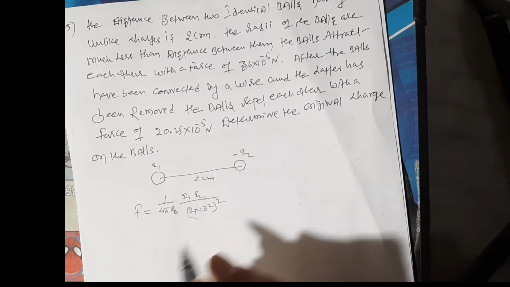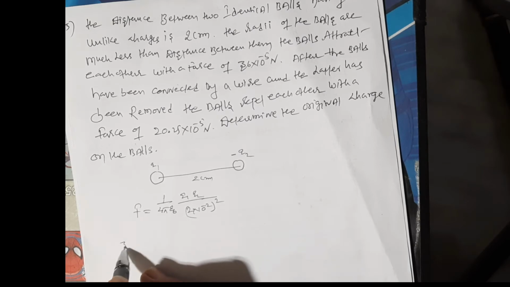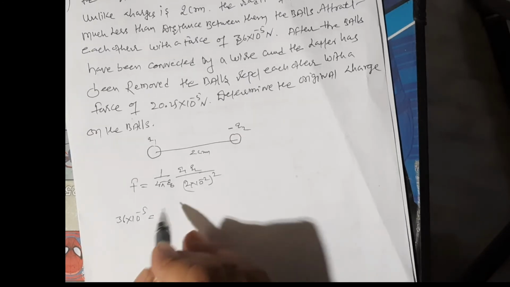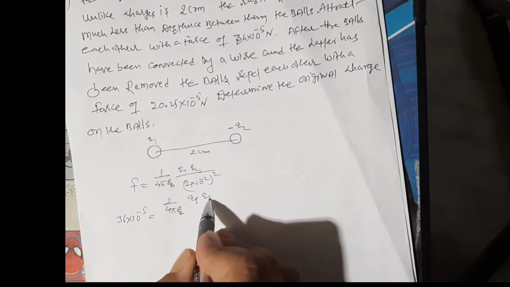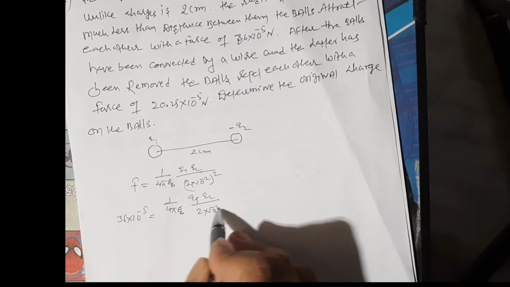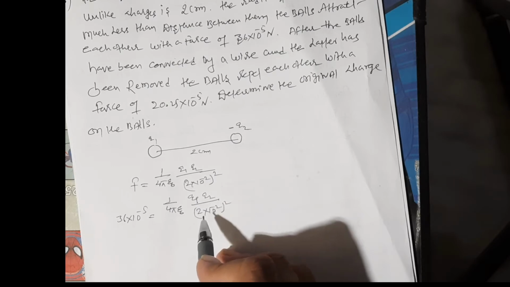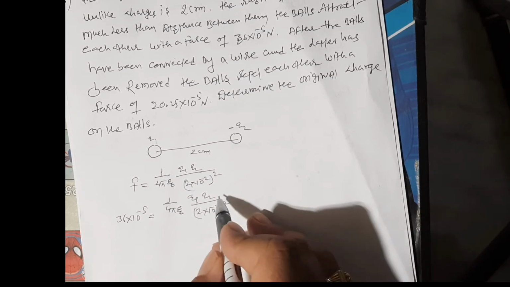Right. Here what is given? F is equal to 36 into 10 to the power of minus 5, that is equal to 1 by 4 pi epsilon naught Q1 Q2 divided by 2 into 10 power minus 2 whole square. Why do we write like that? This is in centimeters. We should convert into meters. Equation 1.